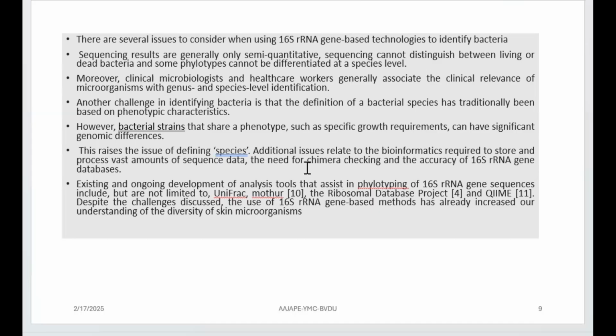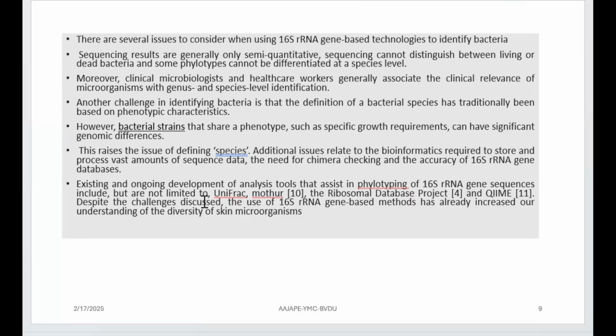The need for chimera checking. What is a chimera? These are the hybrid amplicons which get generated during PCR. Of course, the probability is very low, but yes, that is required to be taken care of, and only then can you expect accuracy in identifying the particular isolate using the 16S rRNA or rDNA gene database.